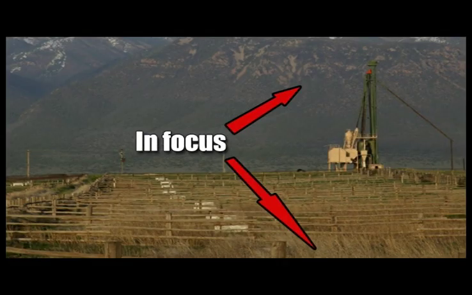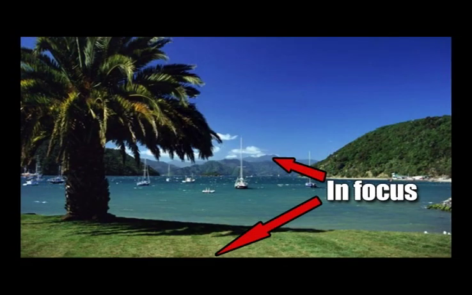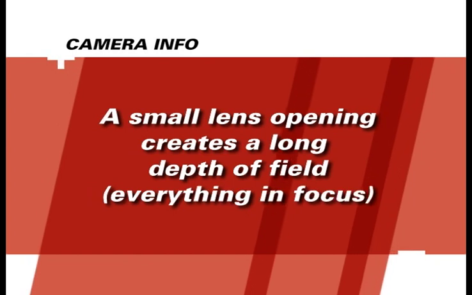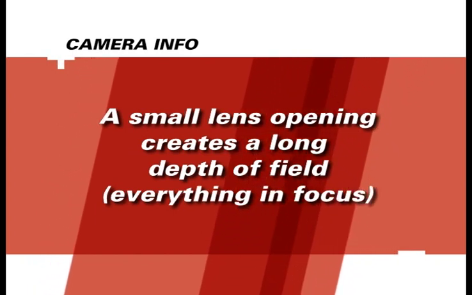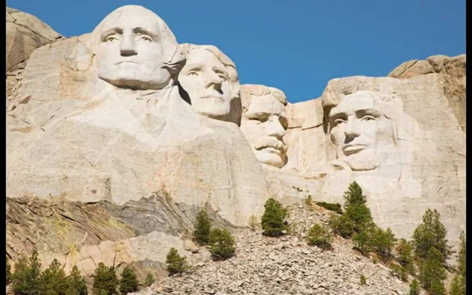It's also important to understand the secondary effects of aperture. A small aperture not only allows less light to reach the image sensor, but it also makes the entire scene appear sharper and more in focus. This optical phenomenon is called a long depth of field. It's especially useful when you want everything in the viewfinder to be sharp and in focus.